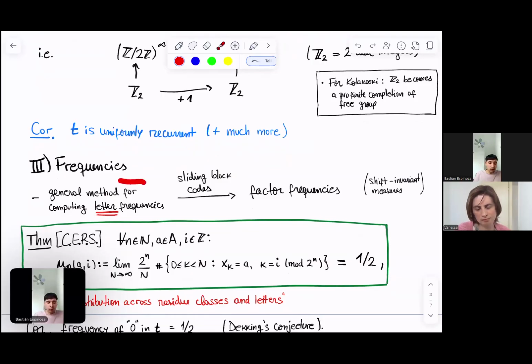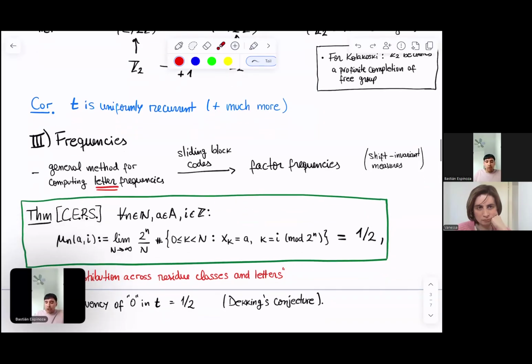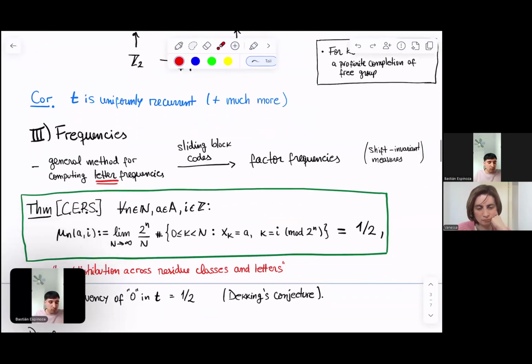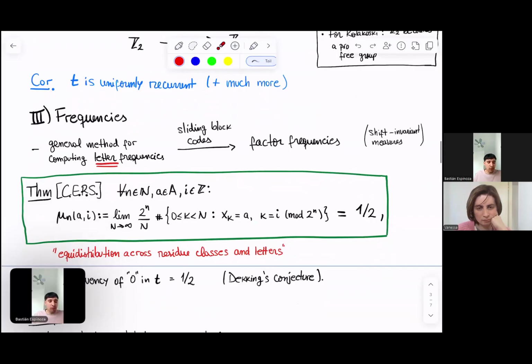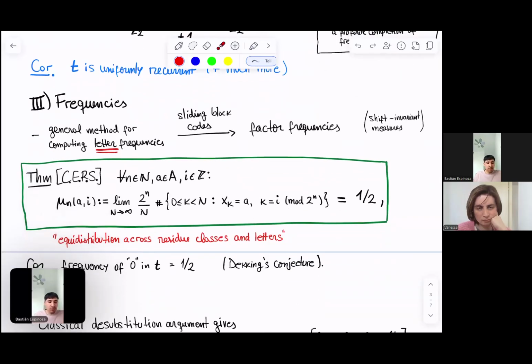So we're going to focus on this thing for the moment. We're going to say letter frequencies, aiming to obtain something general that also works later for factor frequencies. Of course, this can also be used to study, for instance, shift invariant measures of the associated dynamical systems, and well, similar objects, generic measures, and so on. Now, more precisely, what we want to show here for the study of letter frequencies is the theorem.